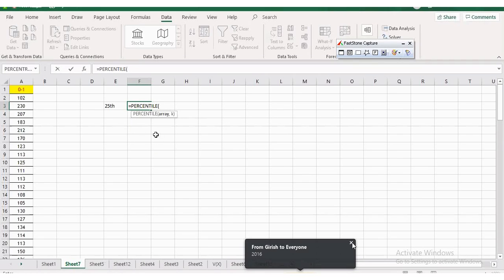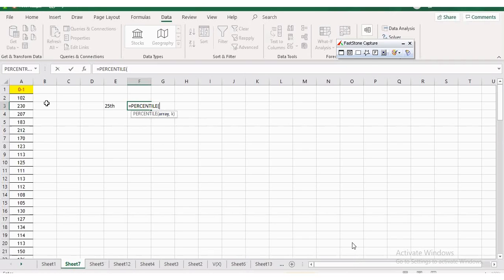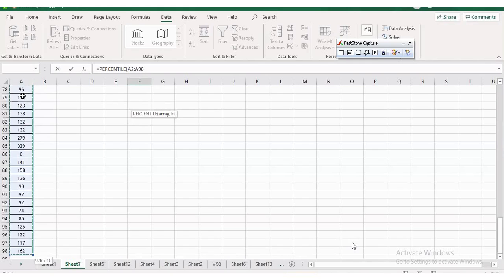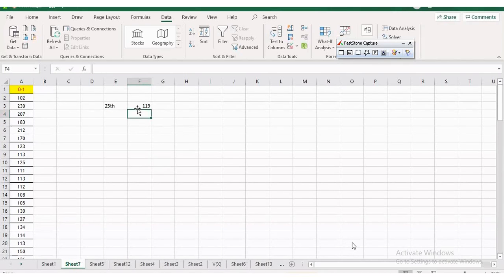Okay, so how to do that? You need to give equal, PERCENTILE, choose the data like this, all the data. To choose the data, I need to drag like this. Okay, comma. Look at this array. Array means the data array, comma, what is the value I want to calculate? 25th percentile. You give 0.25. How much is that? 119. What is the interpretation of this?